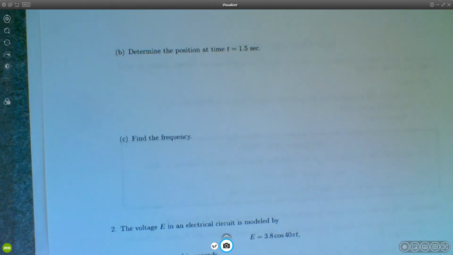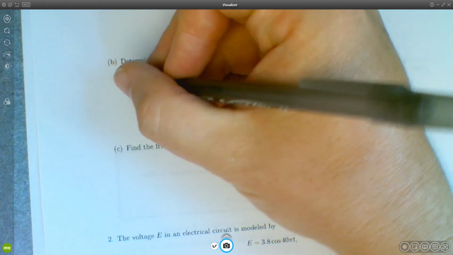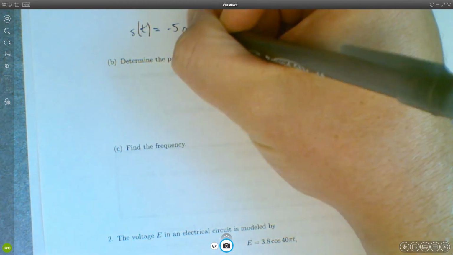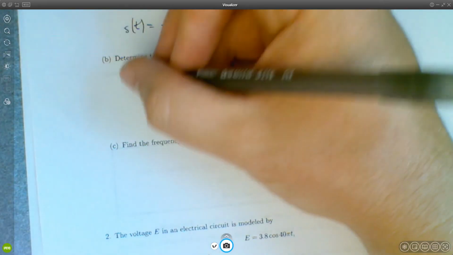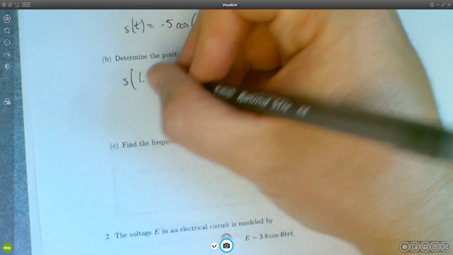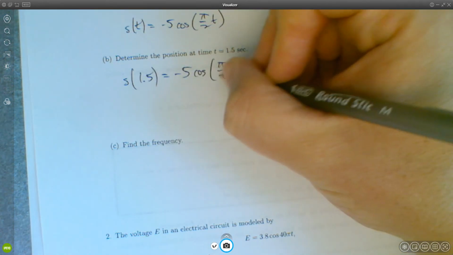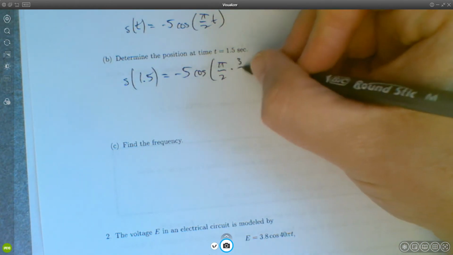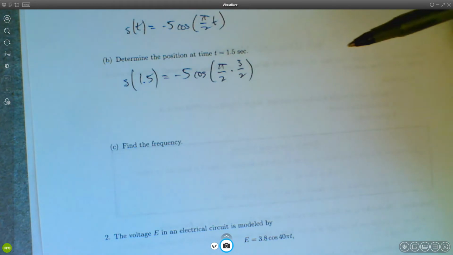Part B of the same problem says determine the position at time t equals 1.5 seconds. Well, this is easy now that we know that, by the way, s of t was -5 cosine of pi over 2 t. So since we know that, finding the position is not difficult. We just plug in 1.5 for t. 1.5 is the same thing as 3/2. I'm just saying that so it's a little easier to do the math, because this would now be 3 pi over 4.